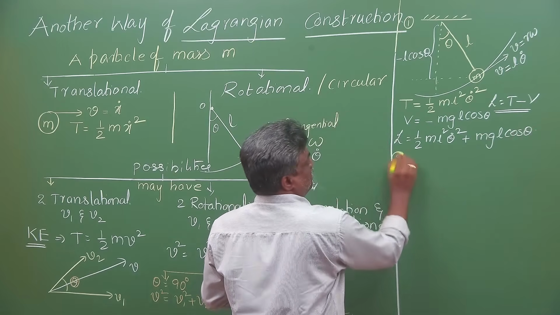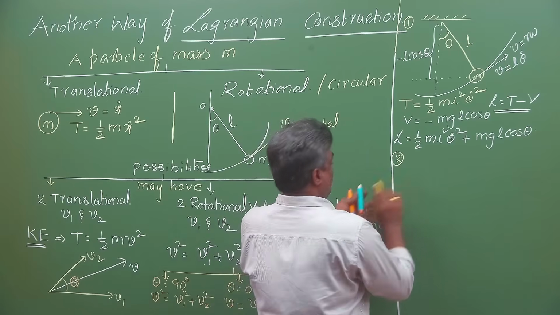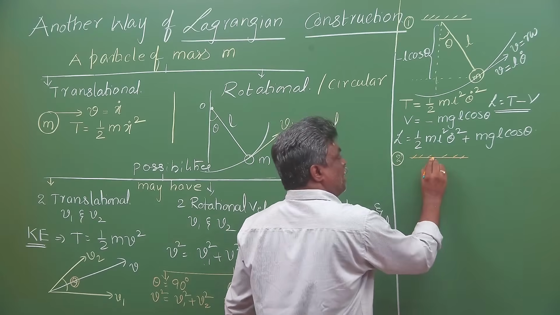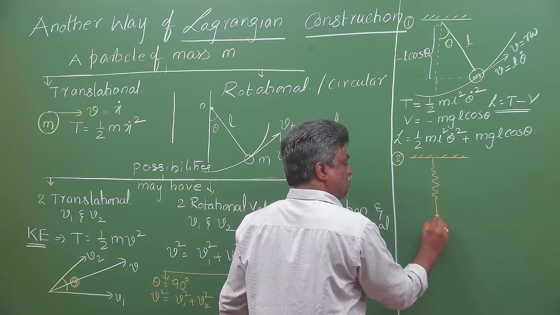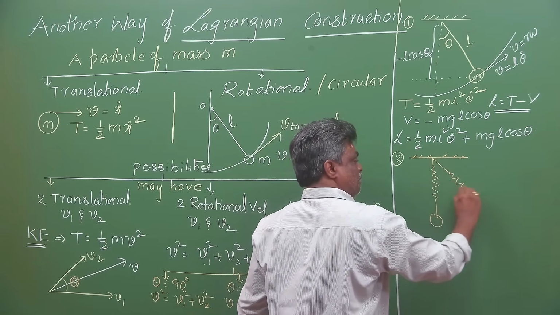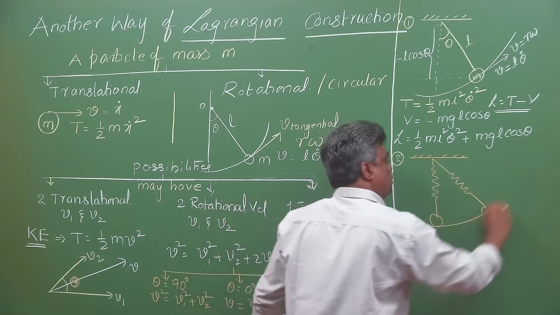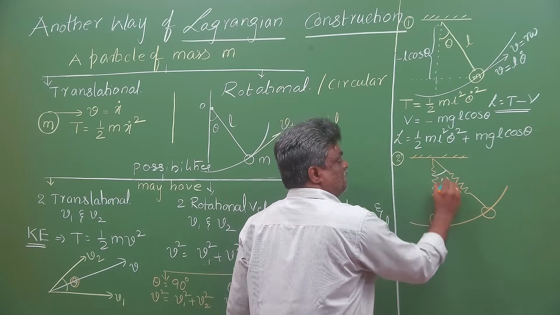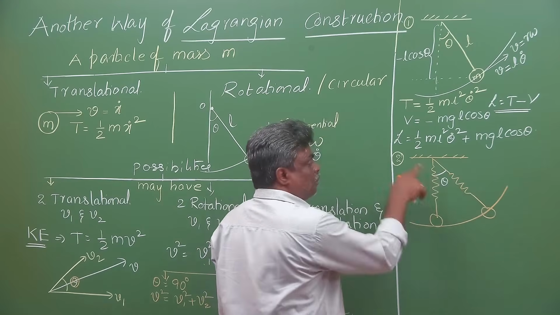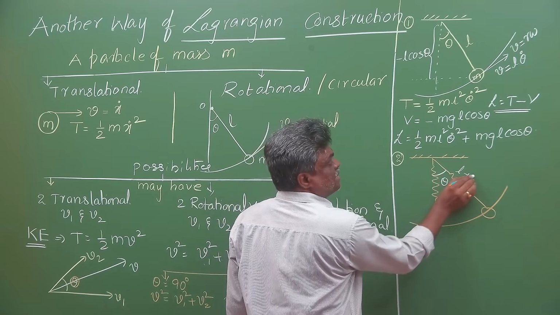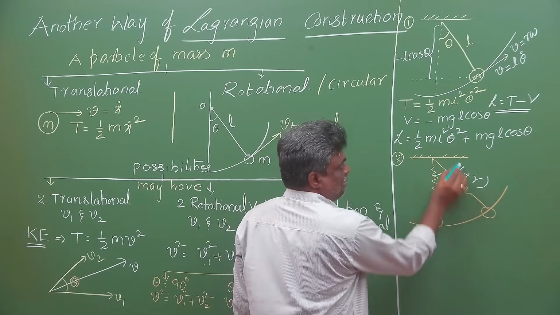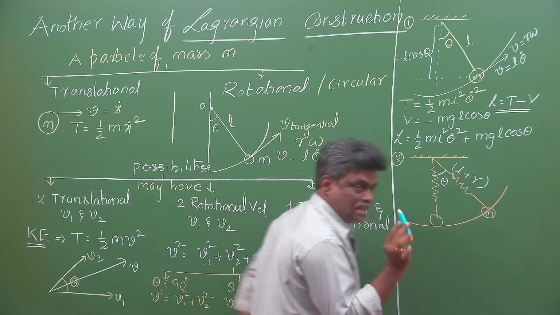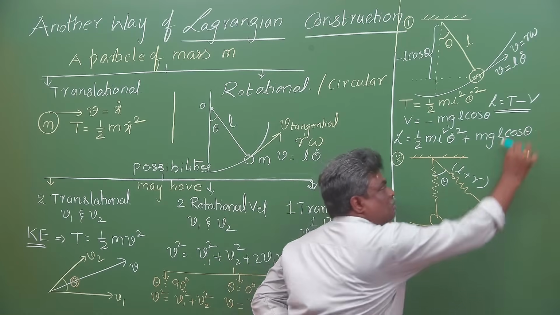Next, the second one. I am taking the spring pendulum. See how quickly we are doing. Please observe, it's a beautiful method. Please learn. Now here I have an angle theta, the original length is L, and the extension is R. Now please observe how the body is moving. The mass m is moving like this.